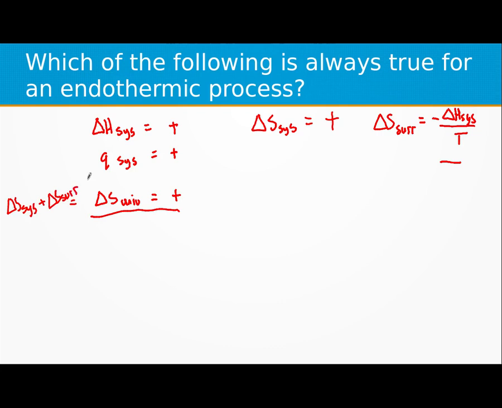We also technically know delta G of the system. This is another one implied by it being spontaneous, so delta G of the system must be negative.